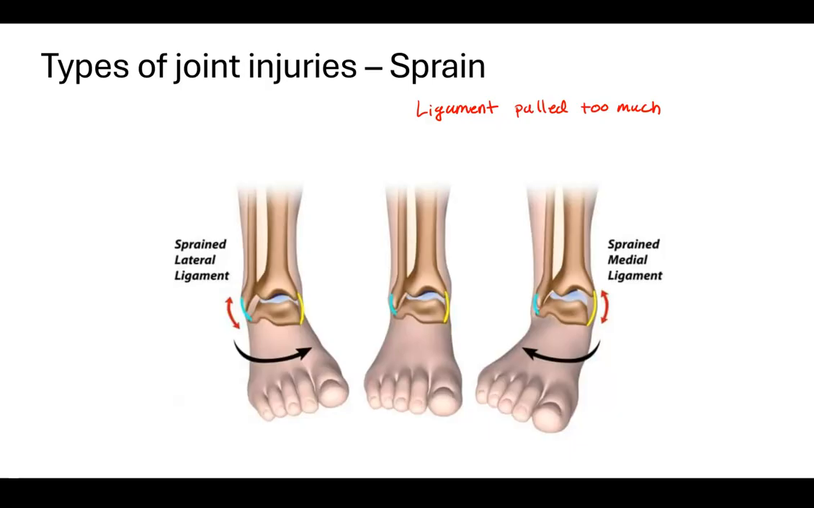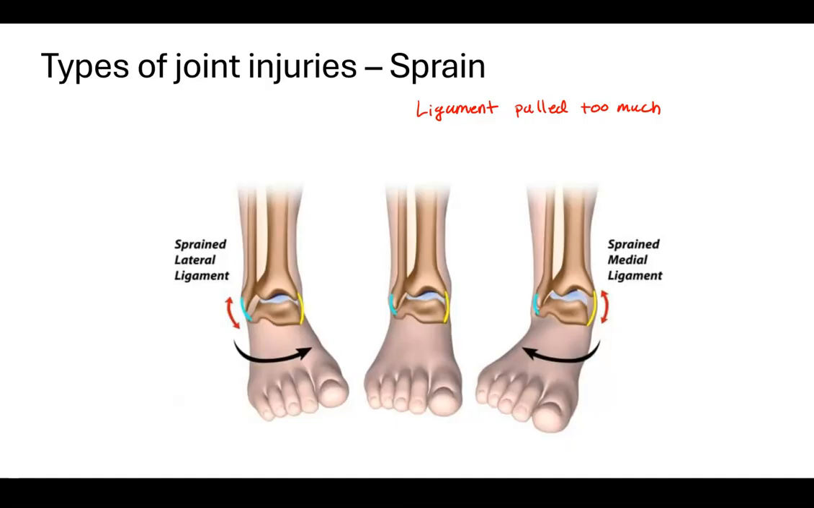And this is why sprains tend to be pretty painful, because these ligaments can be stretched too much, and the more they're stretched, the more they could potentially tear. So this is just due to over movement, like excessive movement in a single direction, that can overstretch a ligament.